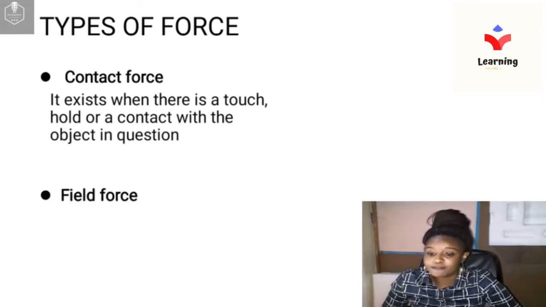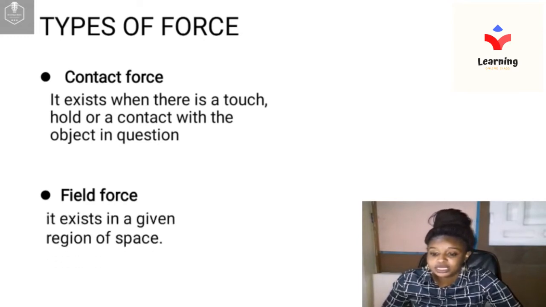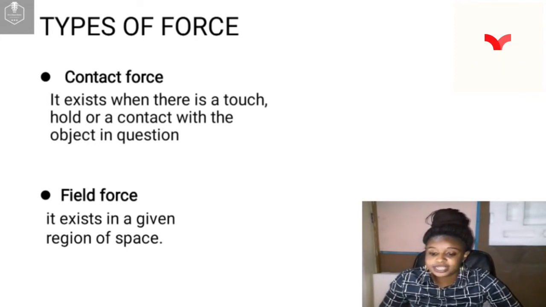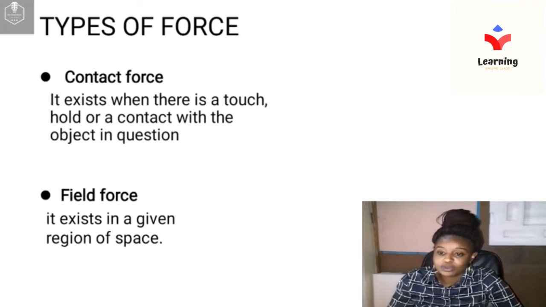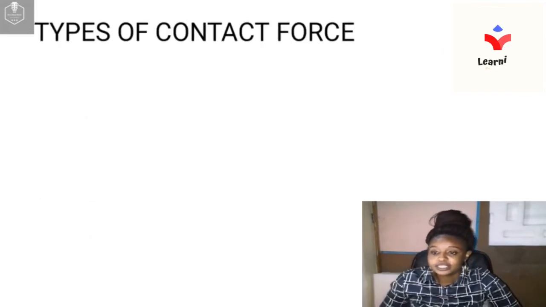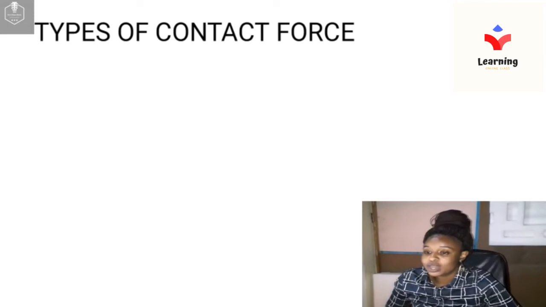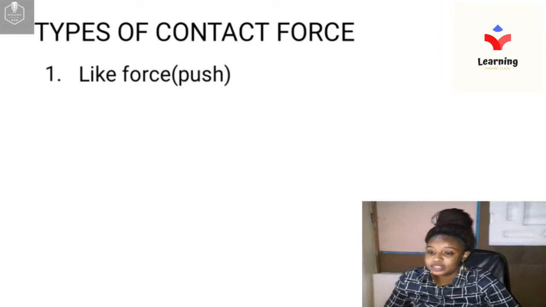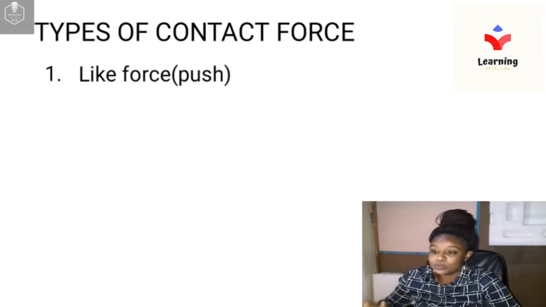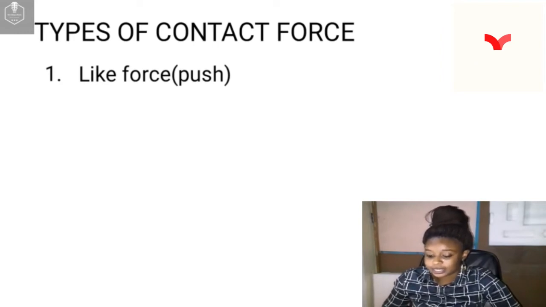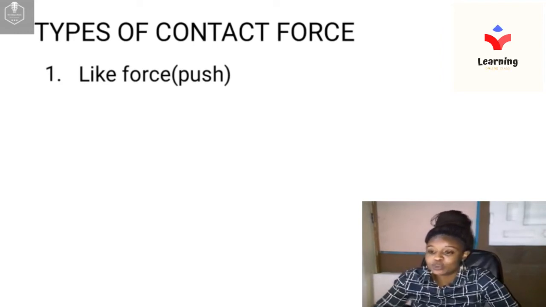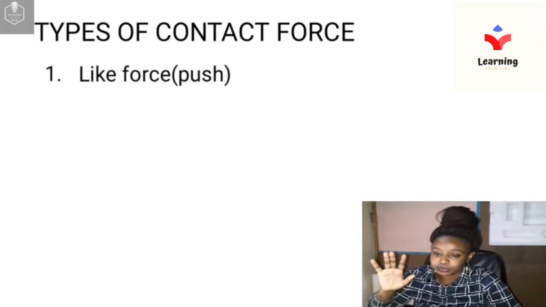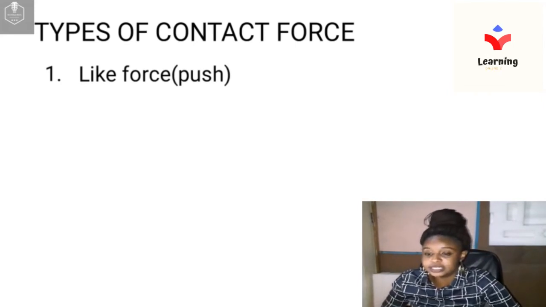Then another type of force, we have field force. This field force exists in a given region or space. It is a force that exists in a region of space. Then we have different types of contact force. We have three types. The first one is like force. Like force is when you push an object that stays on its own and you push it for it to move from its previous position. The type of force you apply there when you push the object is the like force.